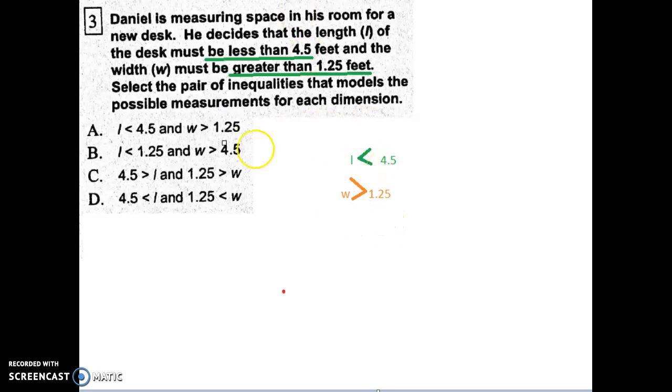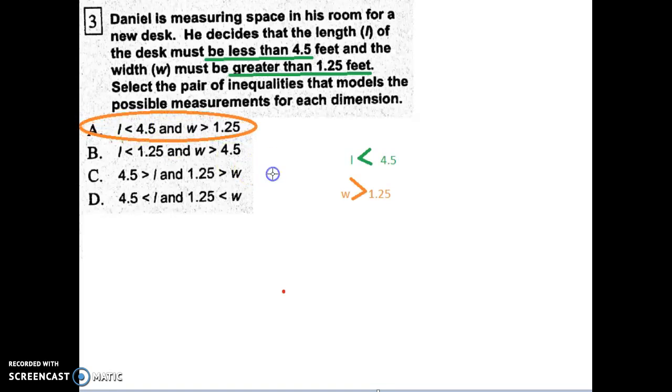So as long as you write out what it actually tells you, it's going to be easy to figure out this answer. So select the pair of inequalities that models the possible measurements for each dimension. So the first one we have is L is less than 4.5. Hey, that's what I have, right? And W is greater than 1.25. Hey, this one matches our answer. So I'm going to go ahead and circle this as an answer.